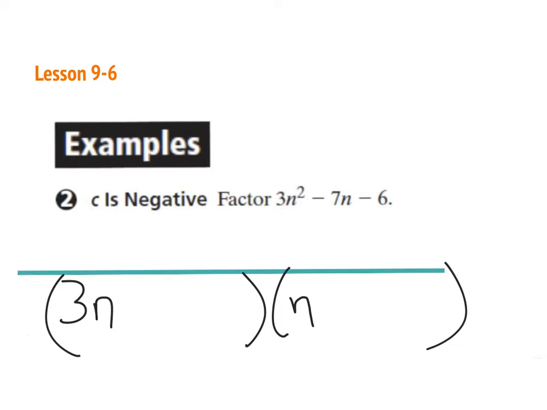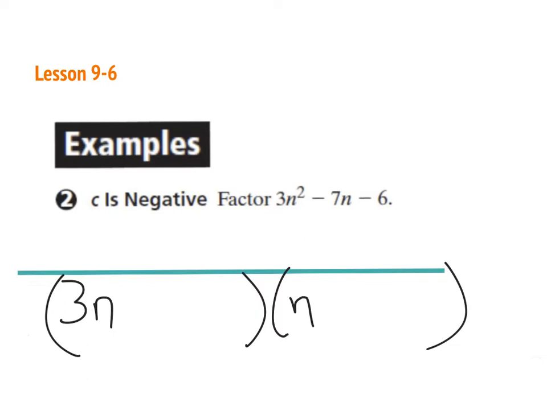So I place that in there, and that is certain. Now, my last term is a minus 6. So again, I've got lots of options. I can put a 6 and a 1, a 2 and a 3, and then I've got to have one that's positive and one that's negative. So again, I got some options here.